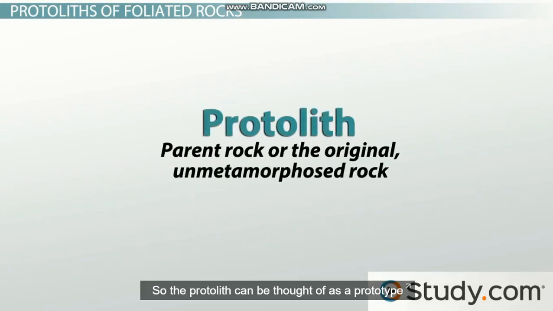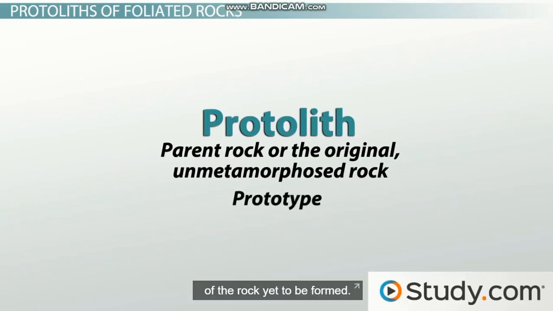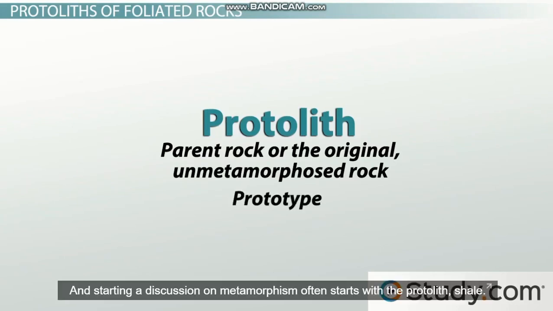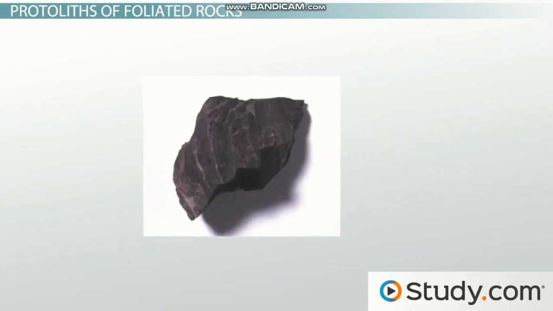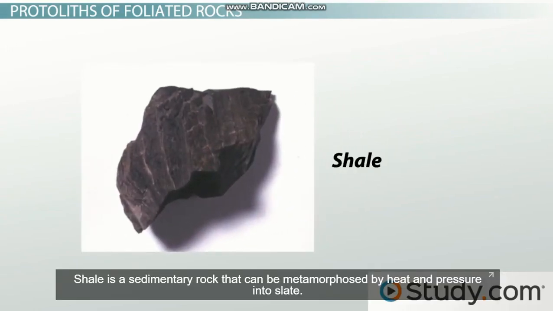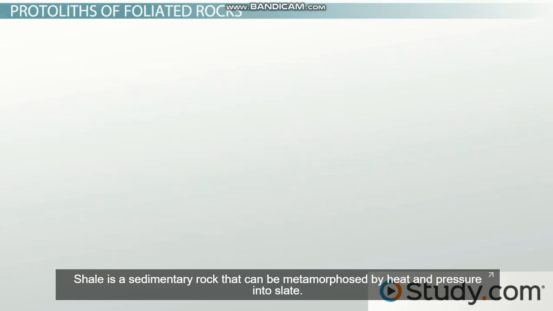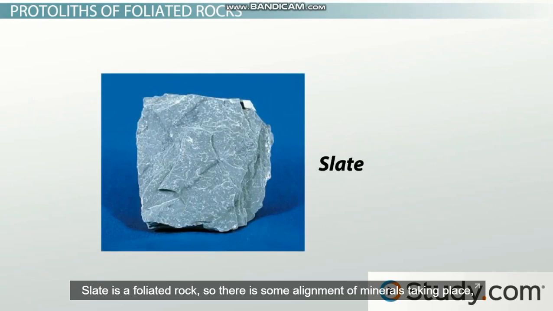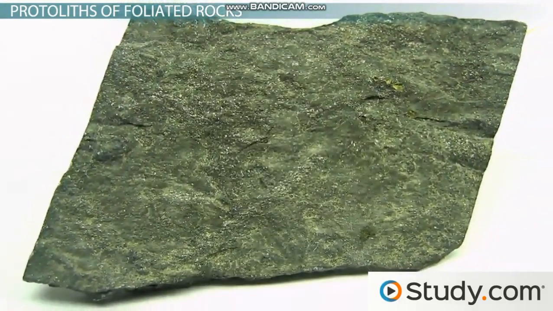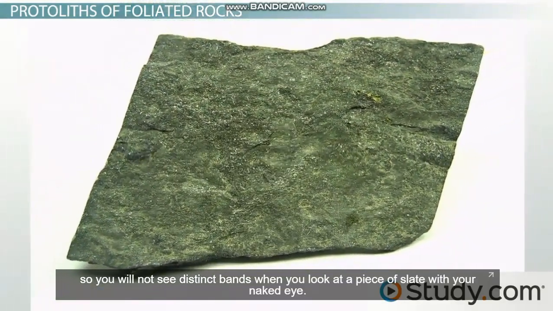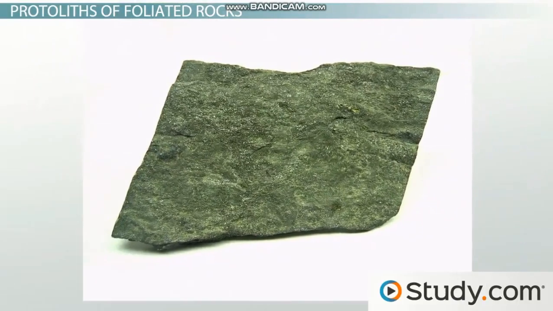So a protolith can be thought of as a prototype of the rock yet to be formed. And starting a discussion on metamorphism often starts with the protolith shale. Shale is a sedimentary rock that can be metamorphosed by heat and pressure into slate. Slate is a foliated rock, so there is some alignment of minerals taking place, but the mineral crystals are very small, so you will not see distinct bands when you look at a piece of slate with your naked eye.